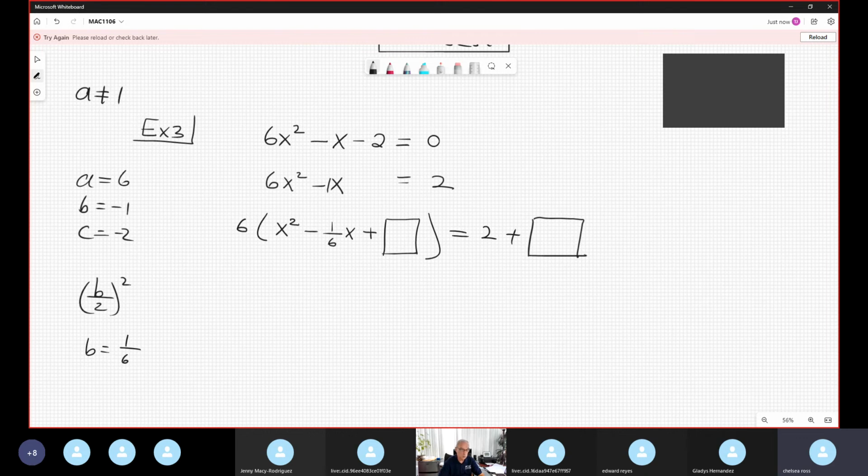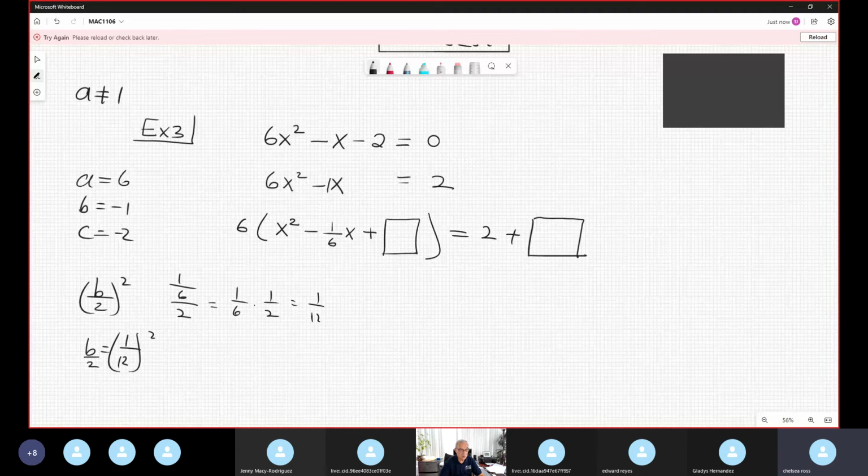So, when you divide it by 2, it's 1 over 12, correct? Because b is 1 over 6. 1 over 6 divided by 2 is 1 over 6 times, flip it over, 1/2, which is 1 over 12. Okay, and now you square. When you square 1 over 12, this is b over 2 squared, it is 1 over 144, right?